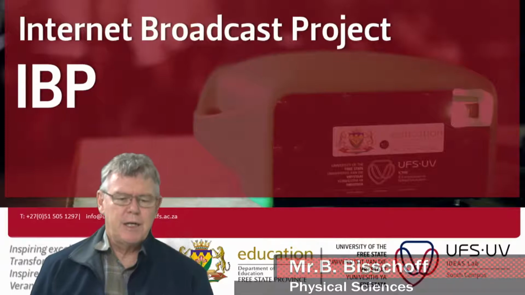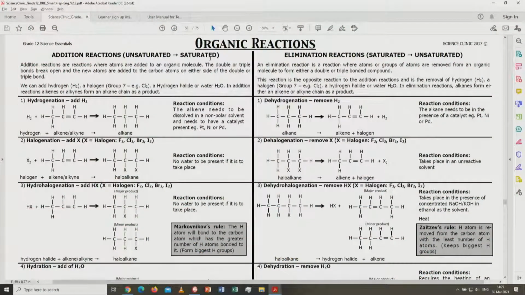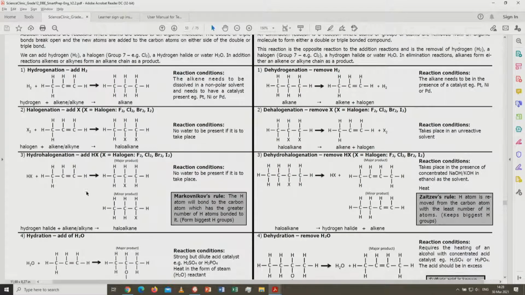Here on the screen you see the addition reactions, unsaturated to saturated. An addition reaction is where atoms are added to the organic molecule. A double or triple bond breaks open and the new atoms are added to the atoms on either side of the double or triple bond. We can add hydrogen, a halogen (that is group 7: chlorine, bromine, iodine), a hydrogen halide, or water. In addition reactions, an alkene forms an alkane chain as a product. So we add the hydrogen, in this case a halogen, and in that case a hydrogen halide, and at the bottom also water.